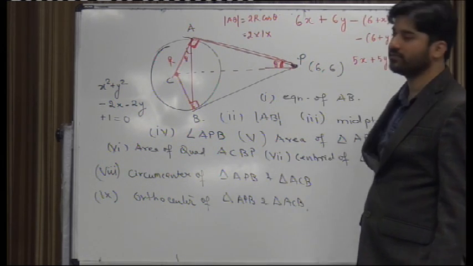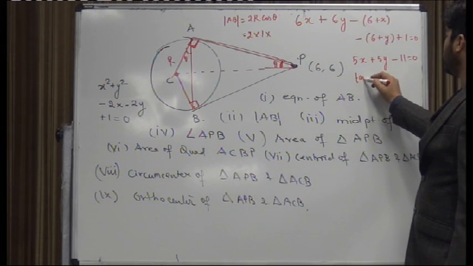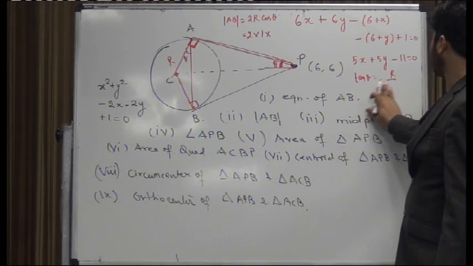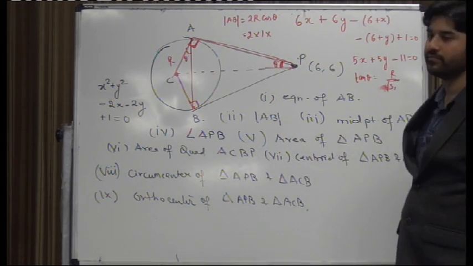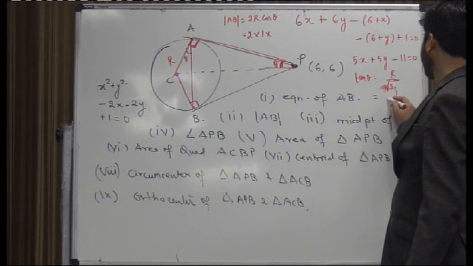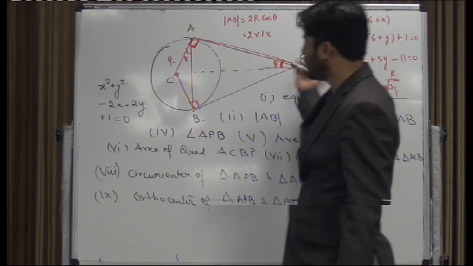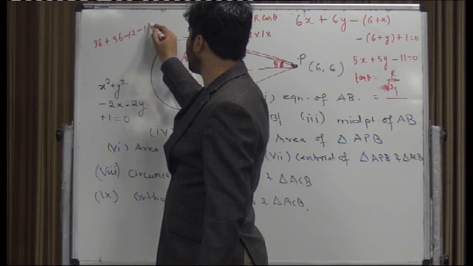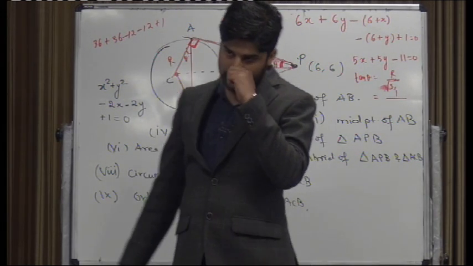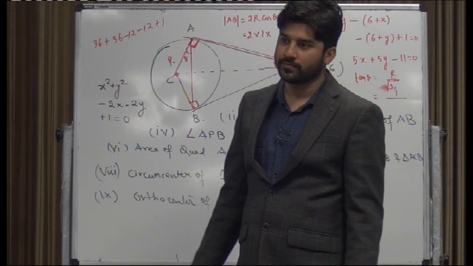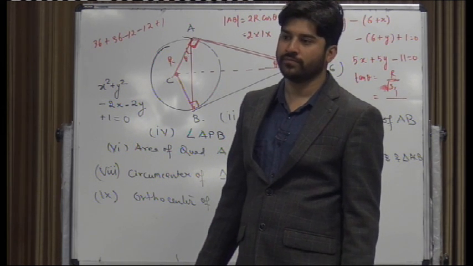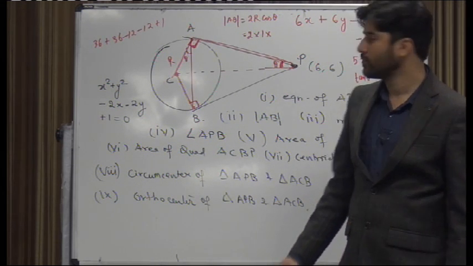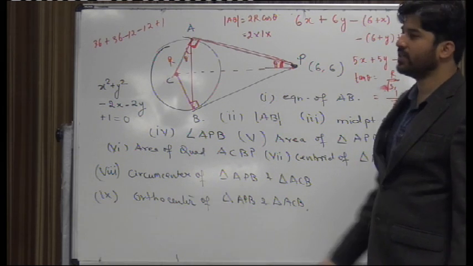This is theta. I can say tan theta is equal to radius upon PA. And what is PA? Under root S1. R we have already found as 1. What is under root S? Put here 36 plus 36 minus 12 plus 1. What does it make? 49. So this becomes 7. So tan theta is 1 by 7.